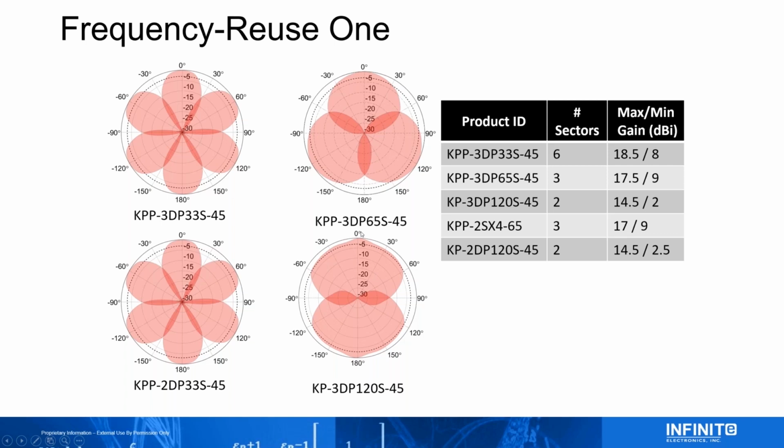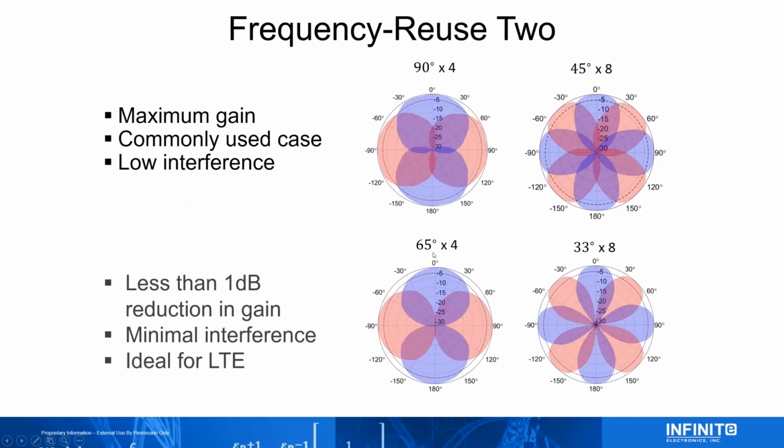I don't have much time to go over this, but for frequency reuse 1, 3 sectors, 65s, that's what you have to do. You won't get away with 4. It's just impossible. For frequency reuse 2, 90s back-to-back, 45s back-to-back, 8 45s, 4 90s, and/or 65s back-to-back 4x4. This is for LTE because of the interference you get.